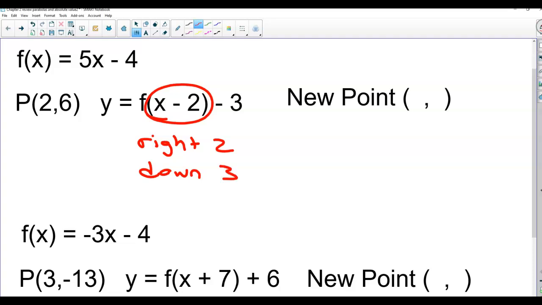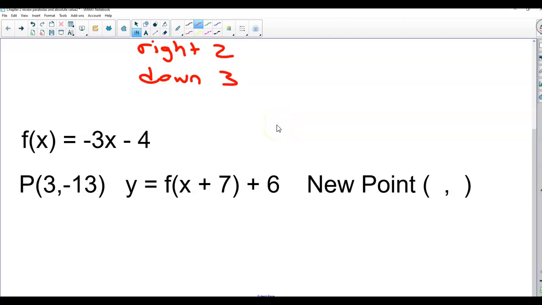So if I shift this point (2, 6) right 2 and down 3, right 2 from an x coordinate of 2 is 4. Down 3 from a y coordinate of 6 is 3. And that's all I'm asking of you on the test, is to give me that new point. You don't need to graph it. You don't need to give explanation or theory on it.